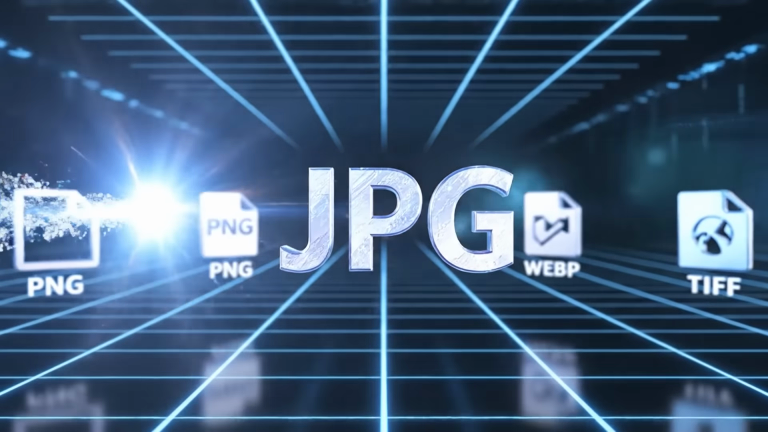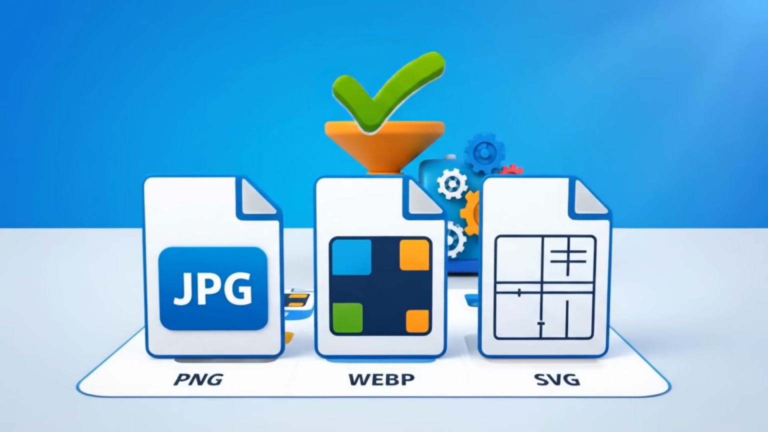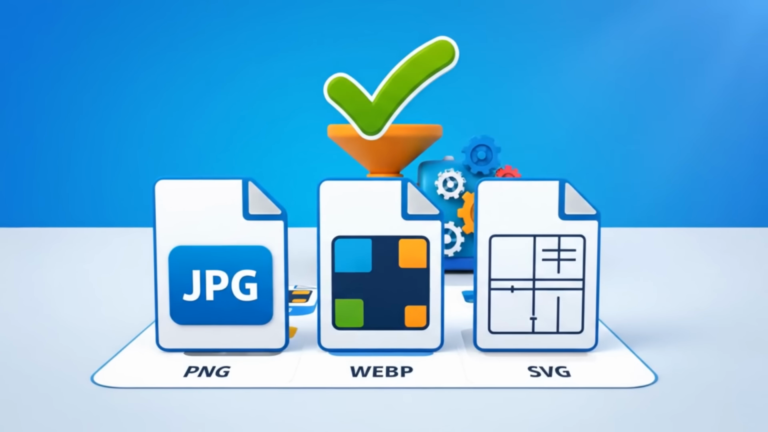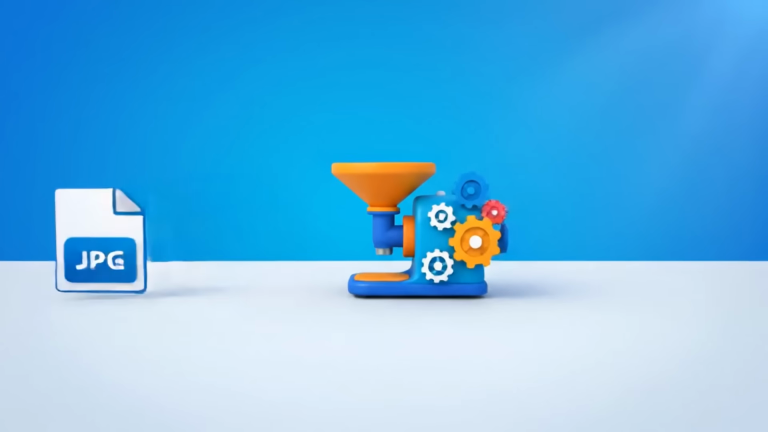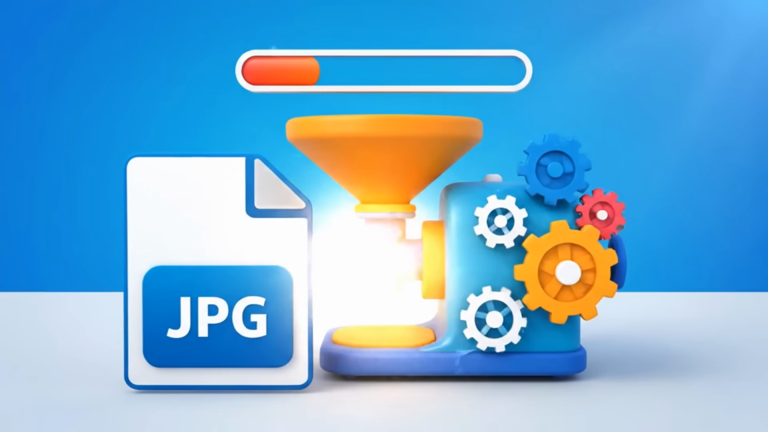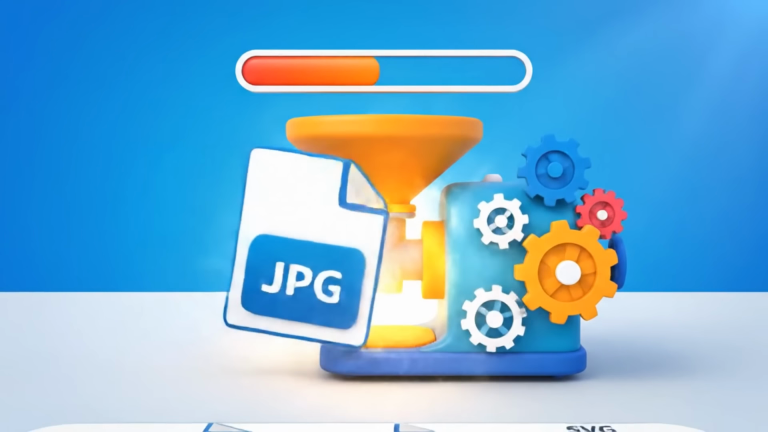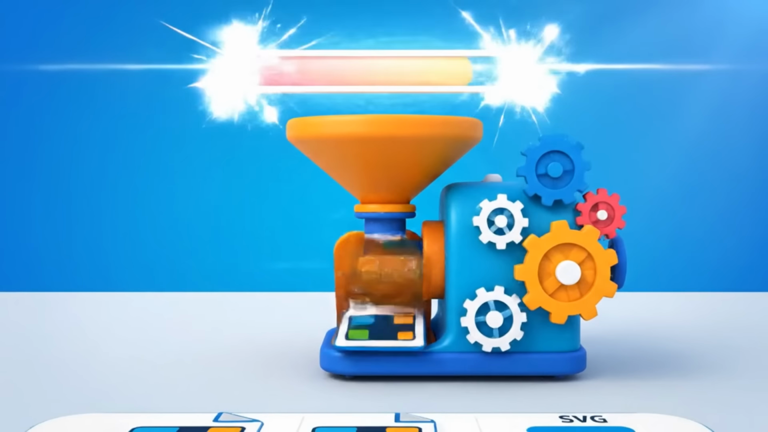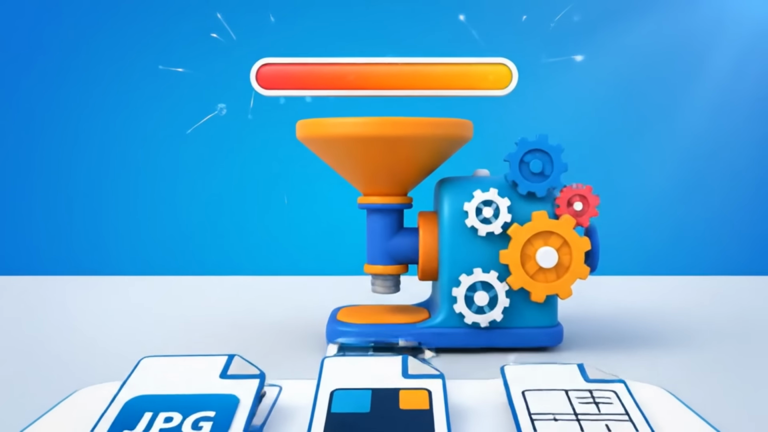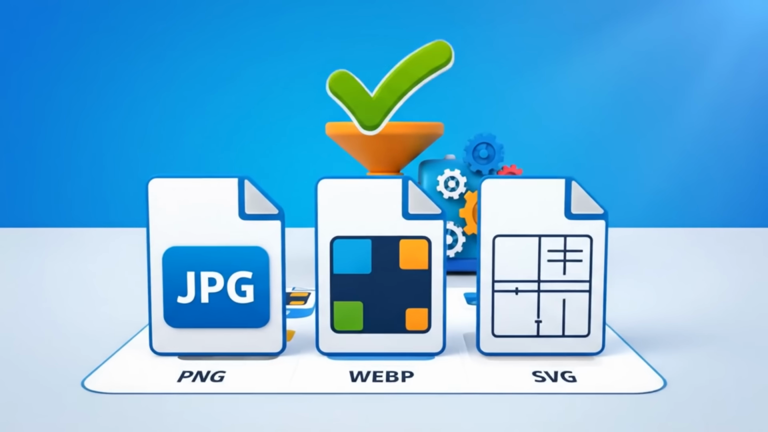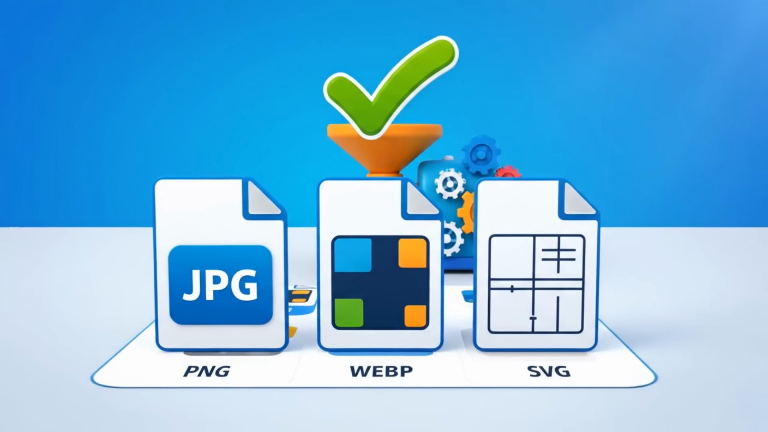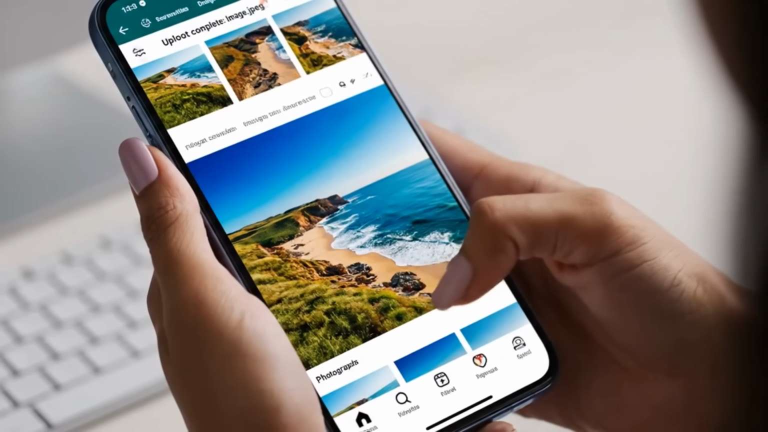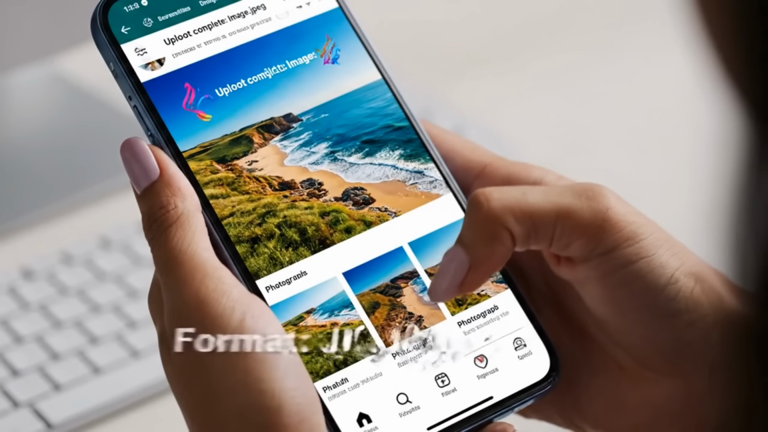So, first, what exactly is file conversion? File conversion simply means changing a file from one format to another. For images, that could mean turning a JPG into PNG or PNG into WEBP, or even converting an image into SVG, depending on the tool and the type of image. Different image formats are designed for different purposes. Let's go through the most common ones.